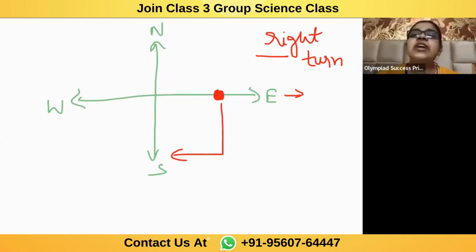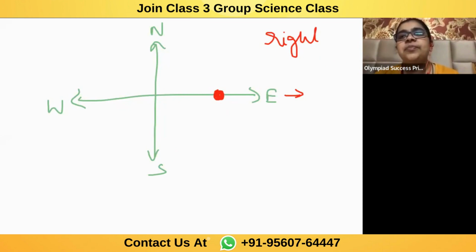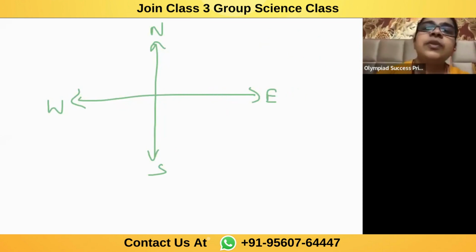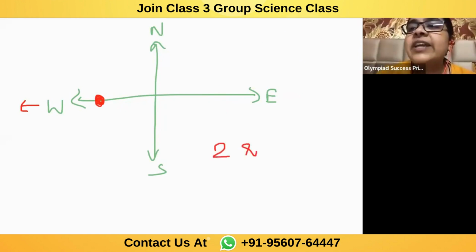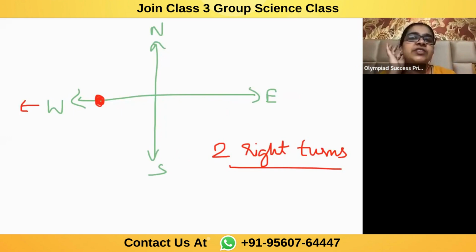Okay, so everyone is with their correct answer. It's south. So right turn from east brings you to south. Very, very good. And one last question and then we will wind up. Your person is facing the west. Listen very carefully. The person is taking 2 right turns. Where will the person stop?